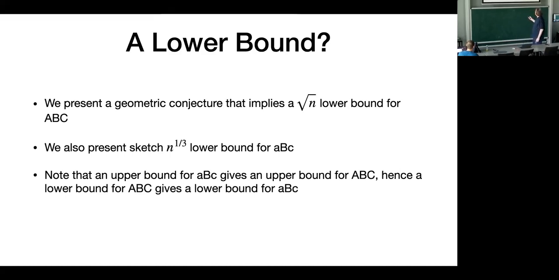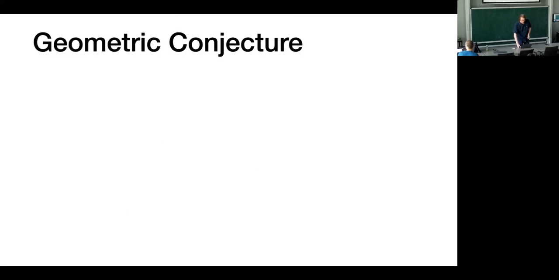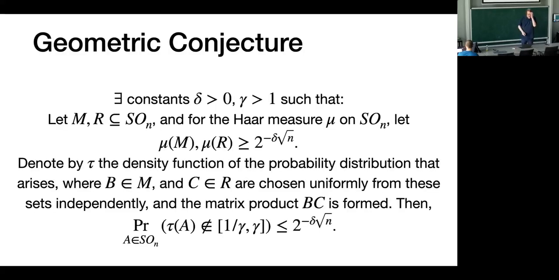Now, the little ABC upper bound gives an upper bound for the big ABC, and a lower bound for big ABC gives a lower bound for little ABC, but not the other way around. So I'm just basically going to flash this conjecture, which is about the special orthogonal group. I call this a geometric extractor, product extractor type statement.